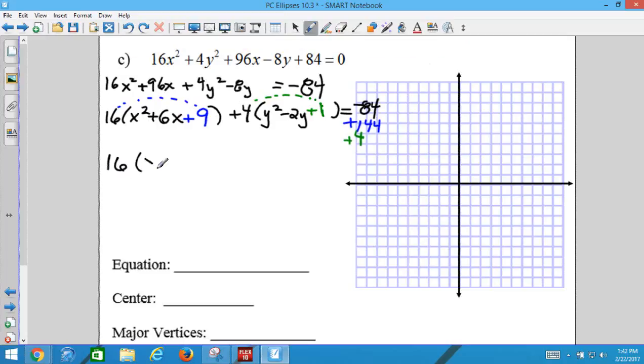So then I'm going to factor. I'm going to get 16 multiplied by x plus 3 squared plus 4 multiplied by y minus 1 squared equals, and I add all that up and times what it is. Did you answer your own question? Yeah, I just put it on the. What is it? 64? Is that what it is?